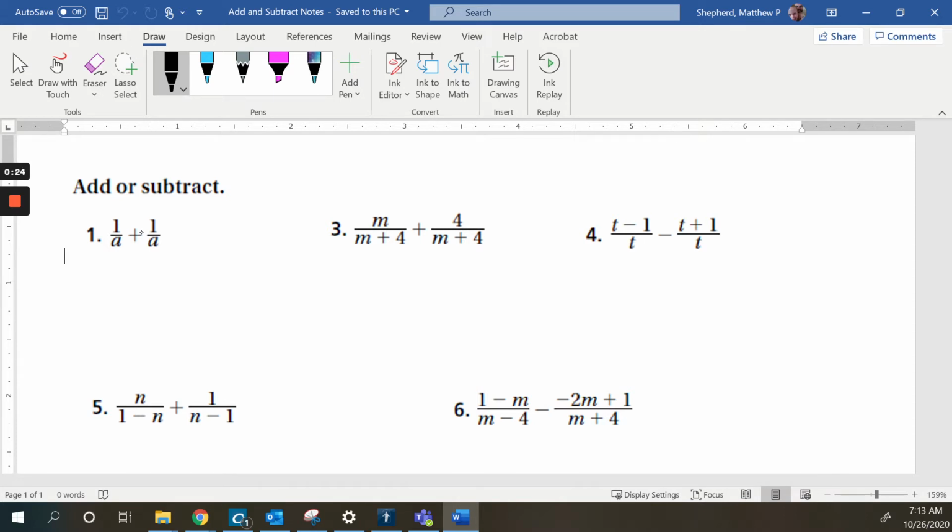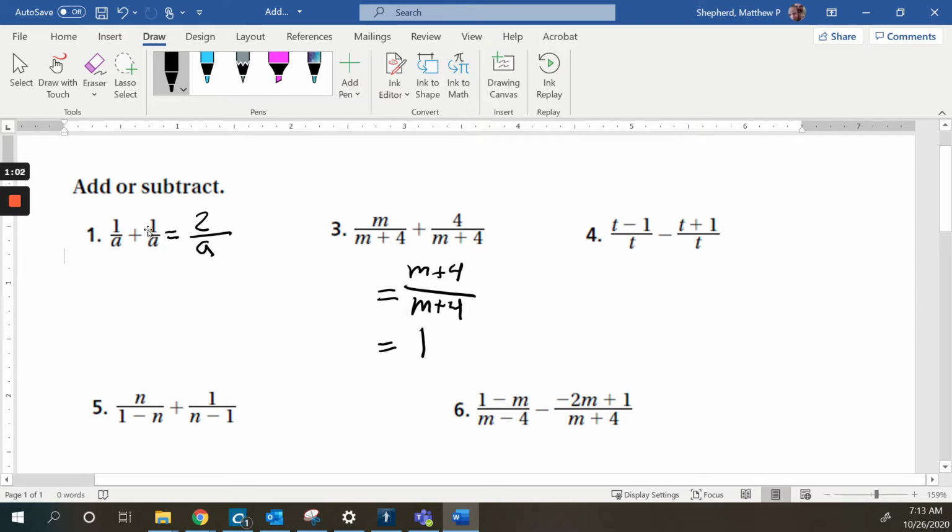Because the denominators are the same, we can just add the numerators, and we arrive at 2 over a. Notice that we add the numerators, and the denominator just stays the same. Over here, we see (m plus 4) over (m plus 4) plus another, and both denominators are already the same. So we add the numerators, and m plus 4 plus m plus 4 turns into... we see the same thing on the top and bottom. Anything divided by itself is just 1.